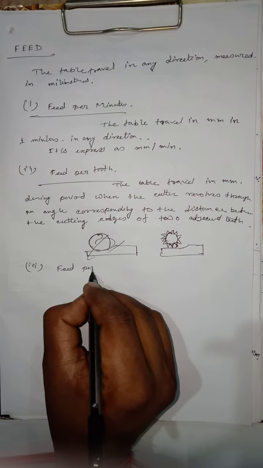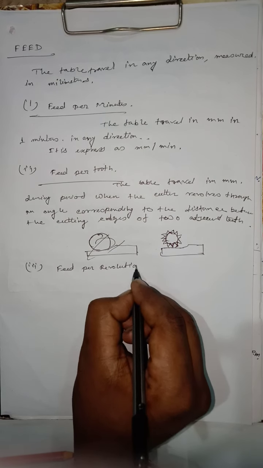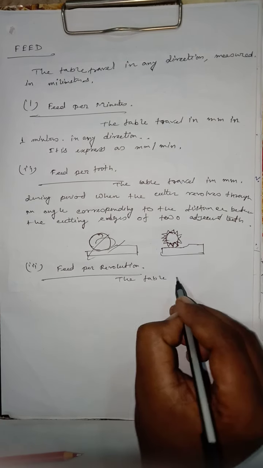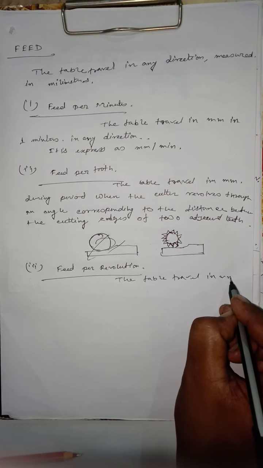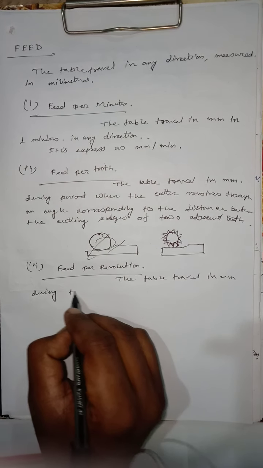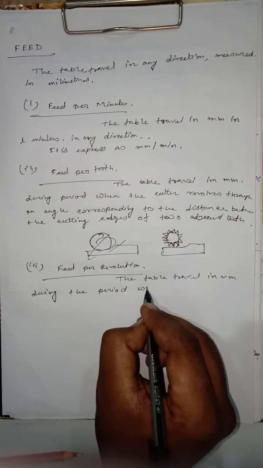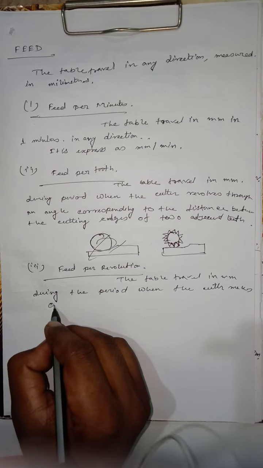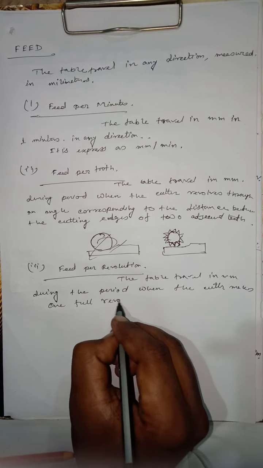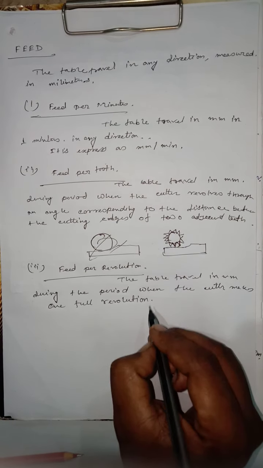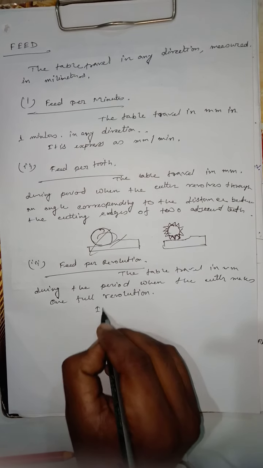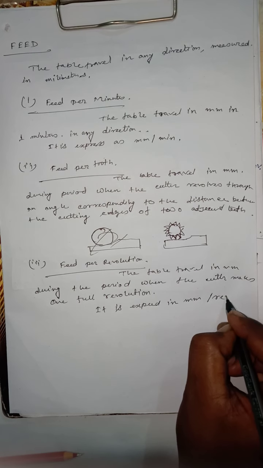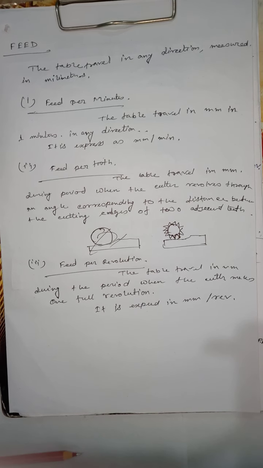Next point, feed per revolution. The table travel in millimeter during the period when the cutter makes one full revolution, and it is expressed in millimeter per revolution.